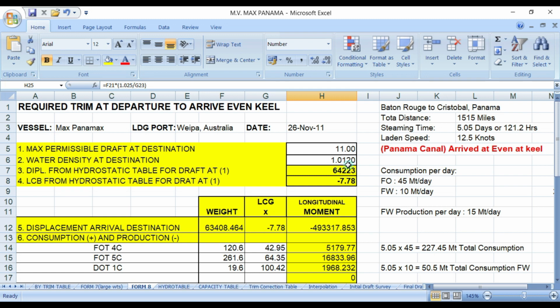So when you apply this density with this drop, which is displacement, you will have a displacement of 63408 with this density 1.012, and this will be your LCG. So you bring this one down, and negative 7.78 will be your LCG. Multiply this one with your weight or the displacement, and you will have a longitudinal moment, which is this one.